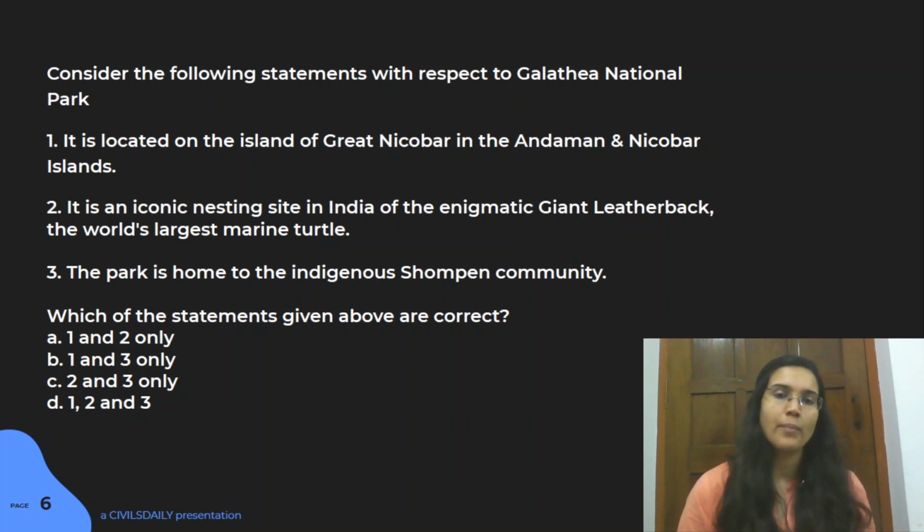And third, yes, the Shompen tribe does live in this particular area. Again, this is important because the Shompen tribe was also in the news. There was a news article where interaction with tribes in Nicobar was asked not to happen, because if any kind of virus enters these particular tribes, that can completely vanish them, right? So through that angle also, this particular topic was in the news. So the answer for this question is D, guys.